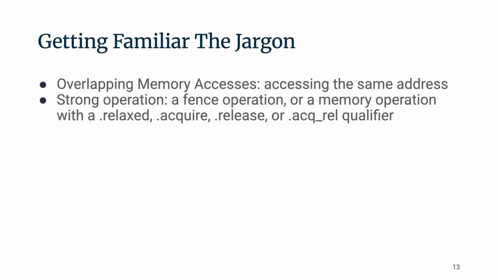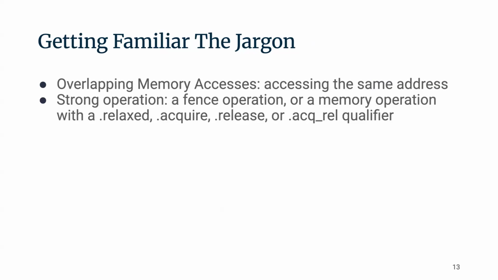There's a lot of jargon to get familiar with, so let's get started. Overlapping memory access means what you think it means, but to simplify things, we define it as accessing the same address. Mixed size addressing and things that could overlap but not be the exact same address, let's ignore those for now and think of it as accessing the exact same thing.